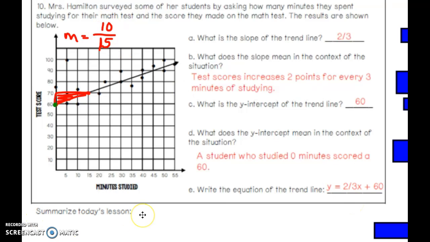To summarize today's lesson, you're going to use slope and y-intercept, very similar to what we did when we were working on graphing and functions. You're going to find your slope, you're going to find your y-intercept, and you're going to put the equations together with the two pieces, y equals mx plus b.